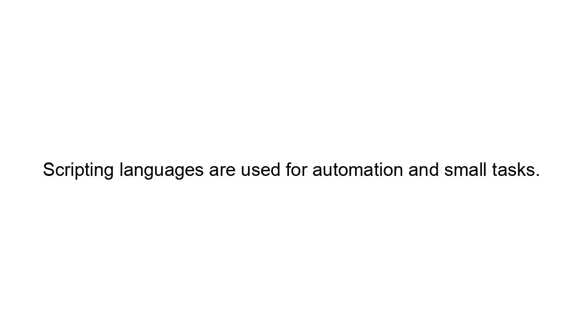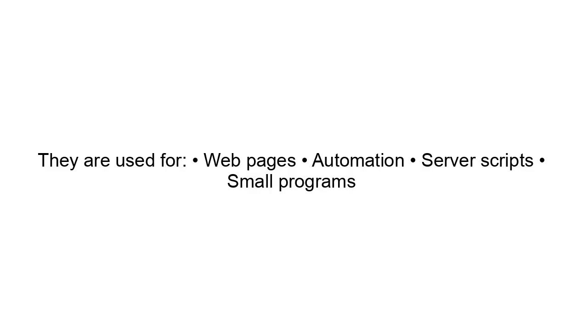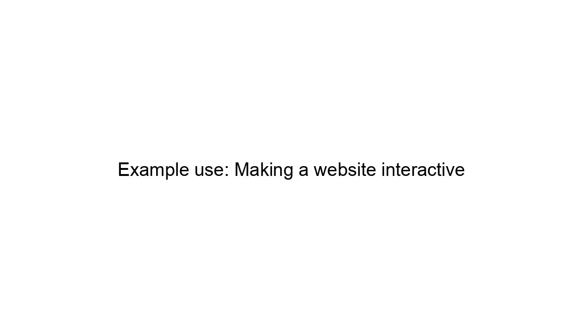Scripting languages. Scripting languages are used for automation and small tasks. They are often interpreted, run line by line. They are used for web pages, automation, server scripts, small programs. They are easy to write, run quickly, don't need heavy setup. Example use: making a website interactive.